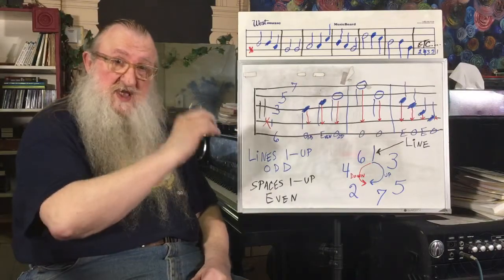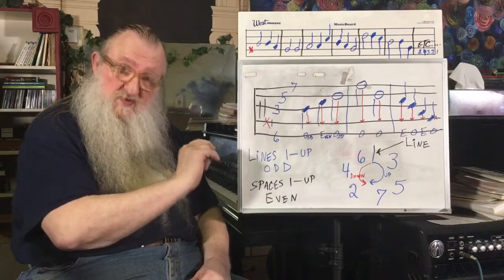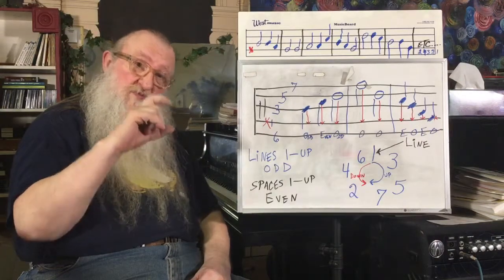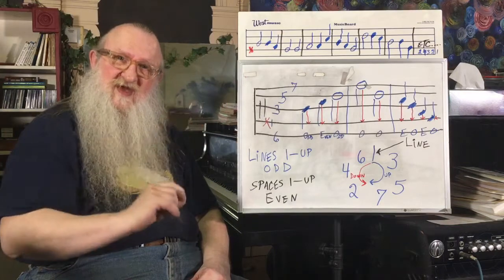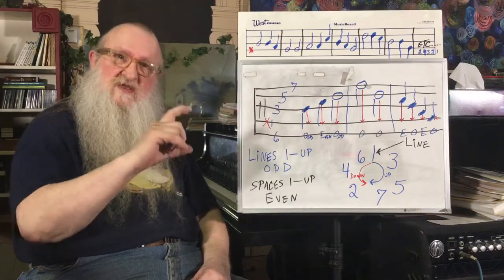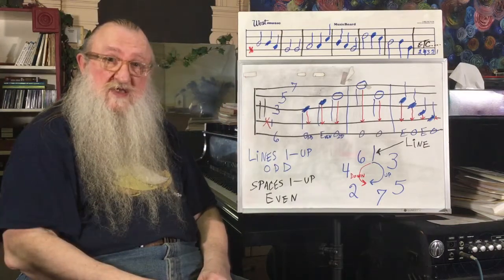What we're doing is seeing that if we have a fixed reference point, from that reference point you can still see if there's a 3rd above that, or a 5th above that, or a 7th above that, or you could see if there's a 2nd, a 4th, or a 6th.